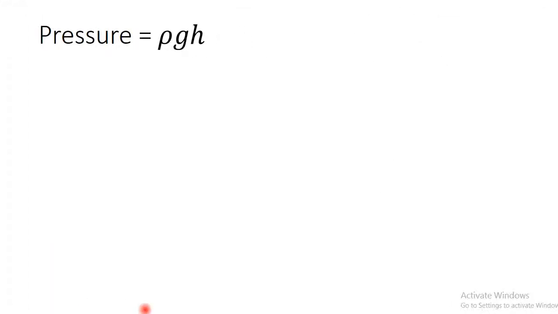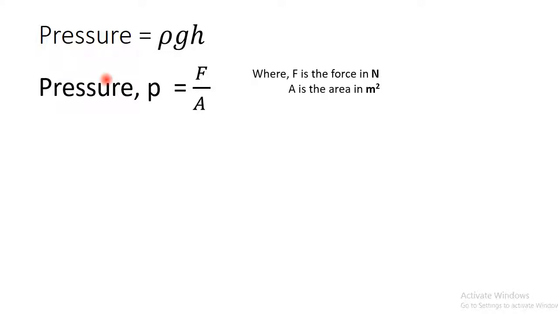Now we want to derive the formula. We know that pressure is force over area, as we have already said, but then we also have another formula for pressure, which is density times acceleration due to gravity times height, as we have indicated in the formula. So in the first instance, we will be looking at pressure as F over A, where F is the force in newtons and A is the area in square meters.